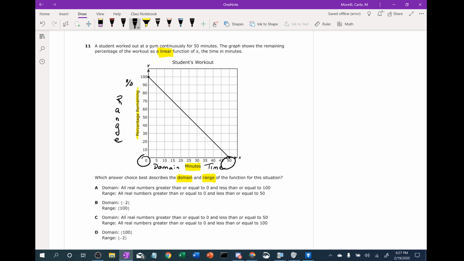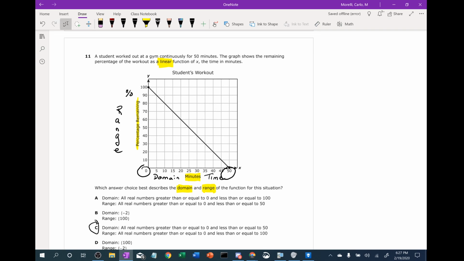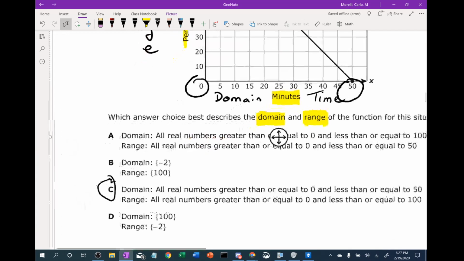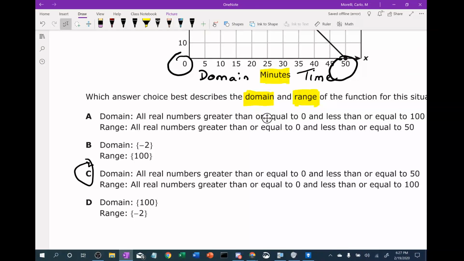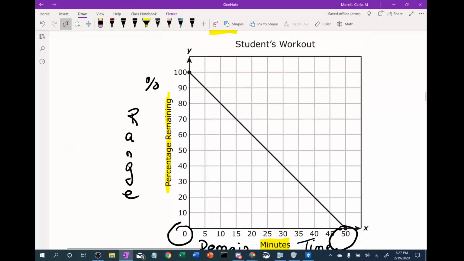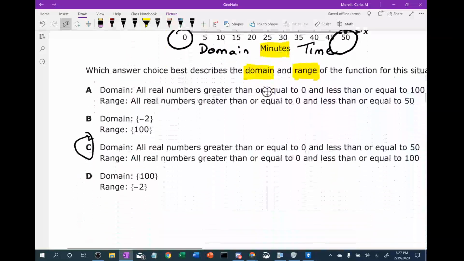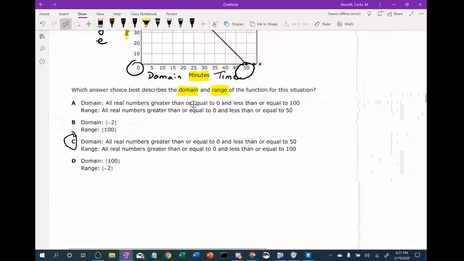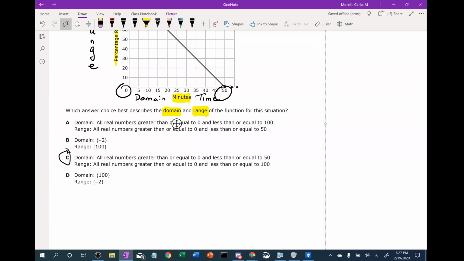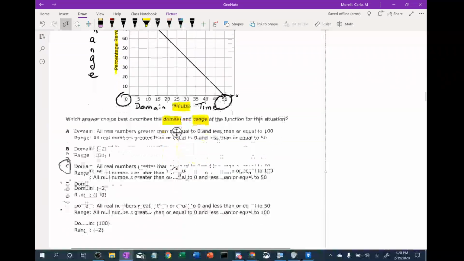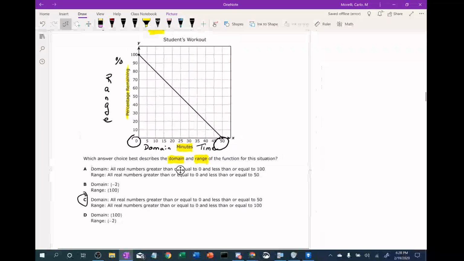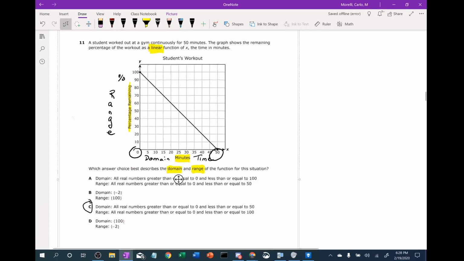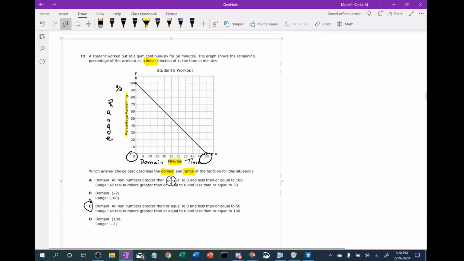So right away, we can see the answer is C, right? Because here we're just looking at the domain. The domain of the graph goes from 0 over to 50. And so you'd say all real numbers greater than or equal to 0 and less than or equal to 50. Range, all real numbers greater than or equal to 0 and less than or equal to 100. So that's why the answer to this one would be C. No calculator needed on that one, ladies and gentlemen.